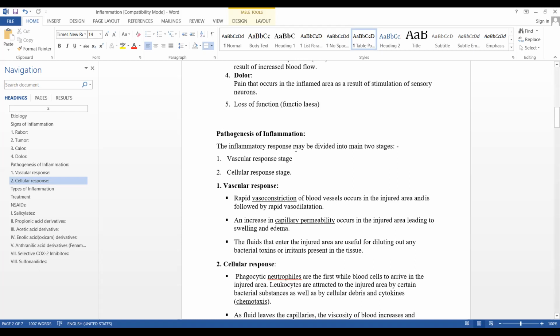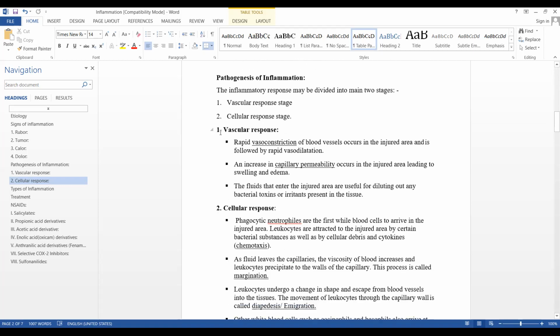The inflammatory response may be divided into two main stages: the vascular response stage and the cellular response stage. What is the difference between the vascular and cellular? The vascular response is seen by the naked eye, and the cellular response will not be seen by the naked eye. Now what are we going to study? Vascular response means what?